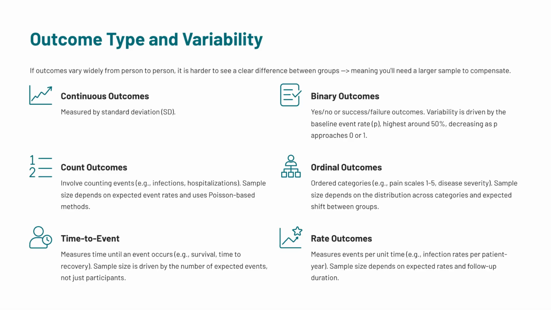Then we have time to event outcomes, like time to recovery or rehospitalization. Here, power depends on the number of observed events, not just the number of participants. And for rate outcomes, such as infection rates per patient year, both the expected rate and follow-up duration drive variability. In short, more variability means you'll need more participants to confidently detect a difference.